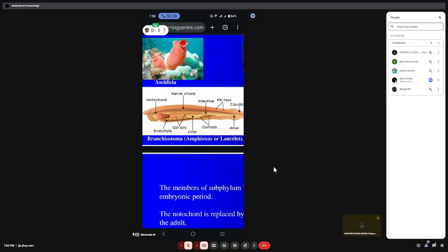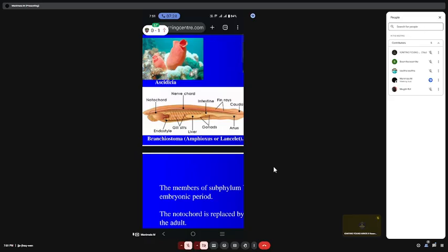They have a region from head to tail. Throughout their life they have these structures of head and tail, both present in these organisms. So they are called head-bearing animals and also tail-bearing animals.